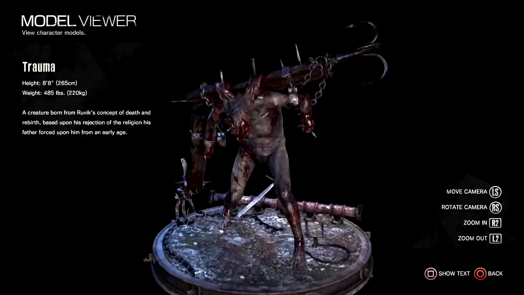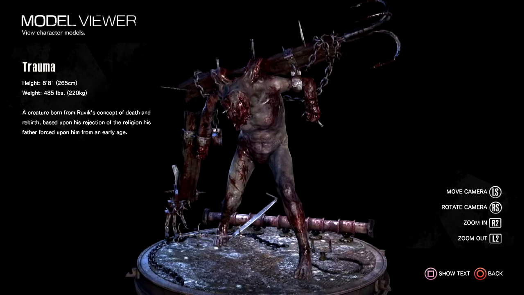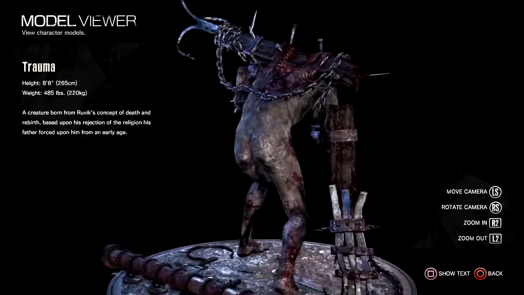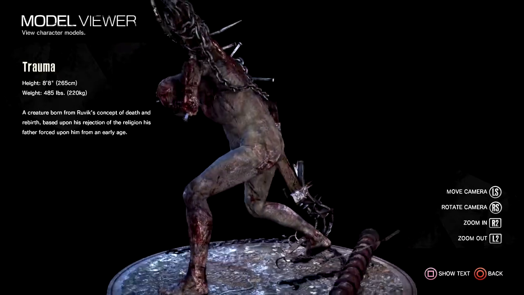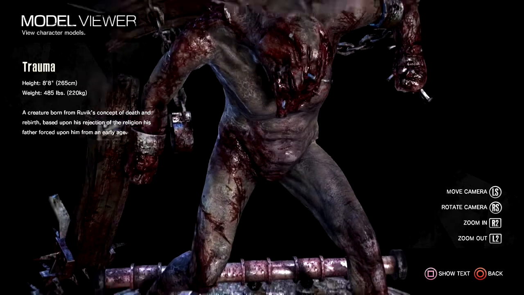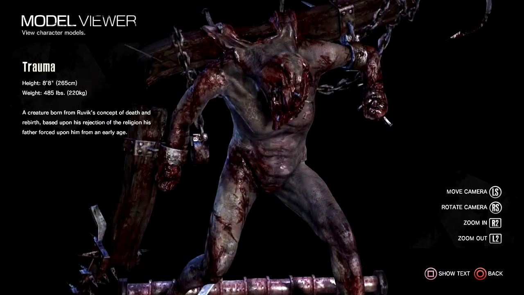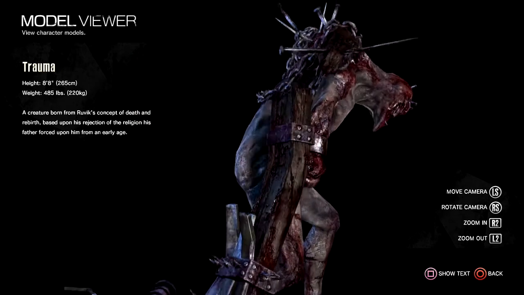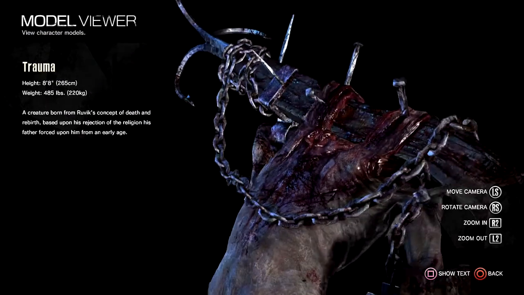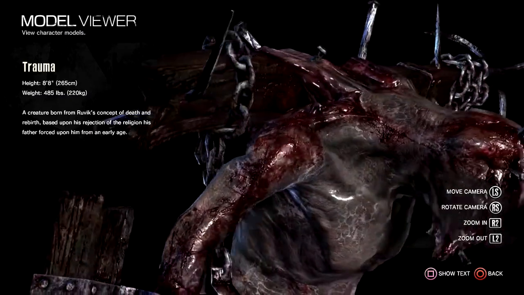The name Trauma speaks for itself, speaking volumes for what this creature deals with. It's a twisted amalgamation of death and rebirth, a symptom of Ruben's verbal trauma due to the forced religion by his father. The Trauma creature is a naked humanoid mass with a large wooden debris strapped to his back. The hands are heavily dismembered as another wooden chunk is attached to the right forearm.